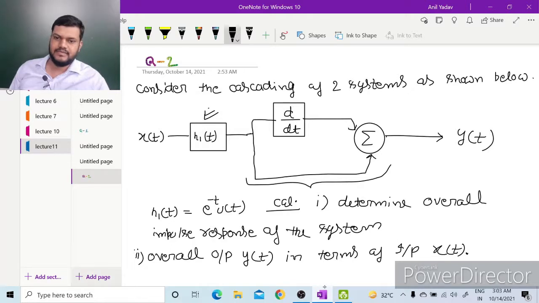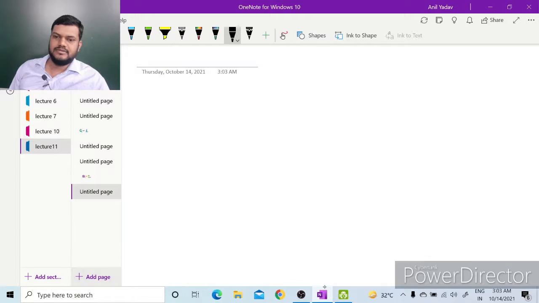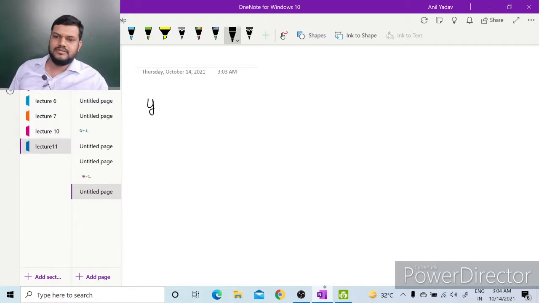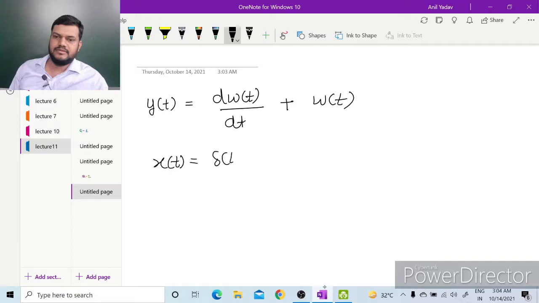So we can proceed in this way. Let us say here the output is w(t). So y(t) in terms of w(t) is dw(t)/dt plus w(t), and we have to find the overall impulse response. So give x(t) as δ(t), give input as impulse, and whatever will be the response, that we call the impulse response.